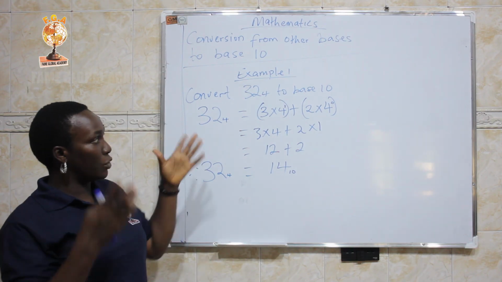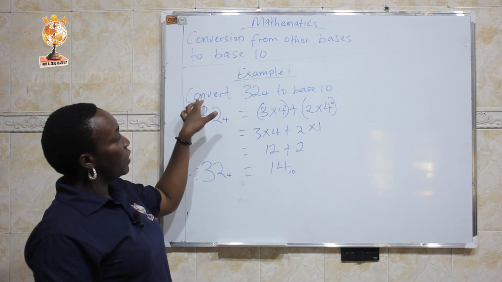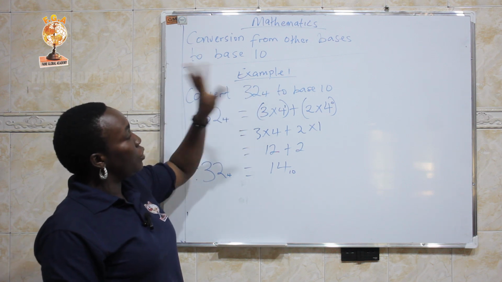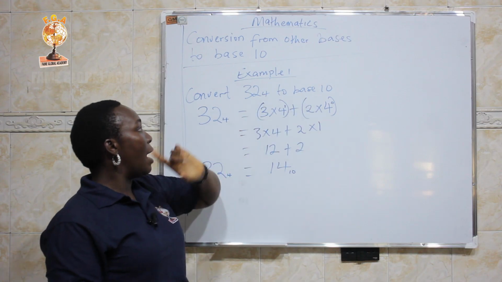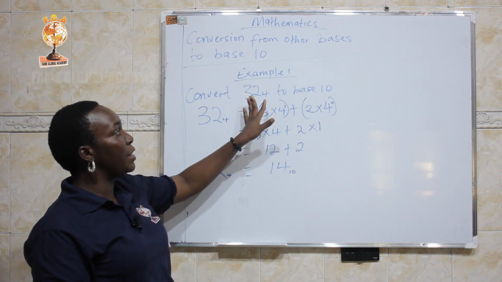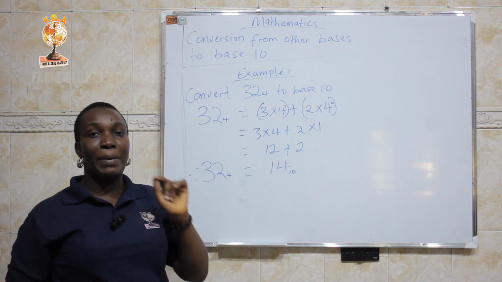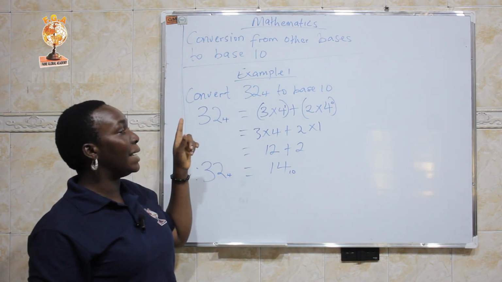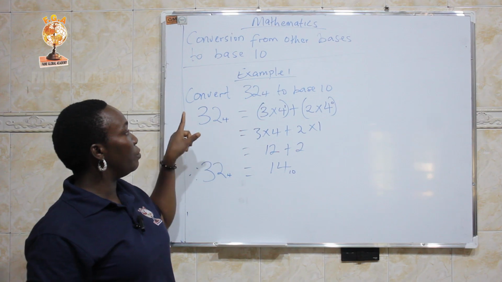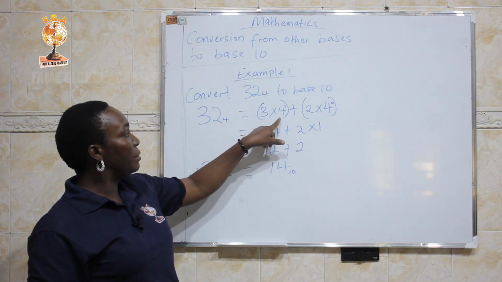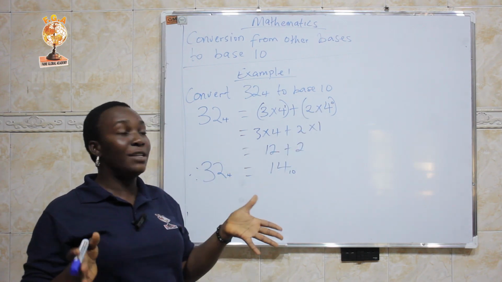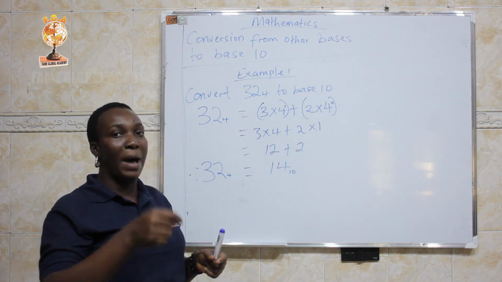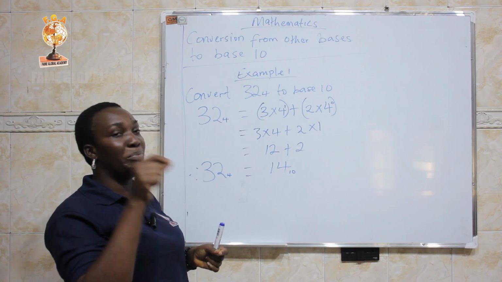Okay, so let me just go through it again. This is conversion from other bases to base 10. We are converting 32 base 4 to base 10. When we are converting from any base to base 10, you multiply each number by the base. So for 32, you multiply 3 times 4, the base, plus 2 times 4, which is also the base. Then after the multiplication, you put the power, and the power is only on the base.